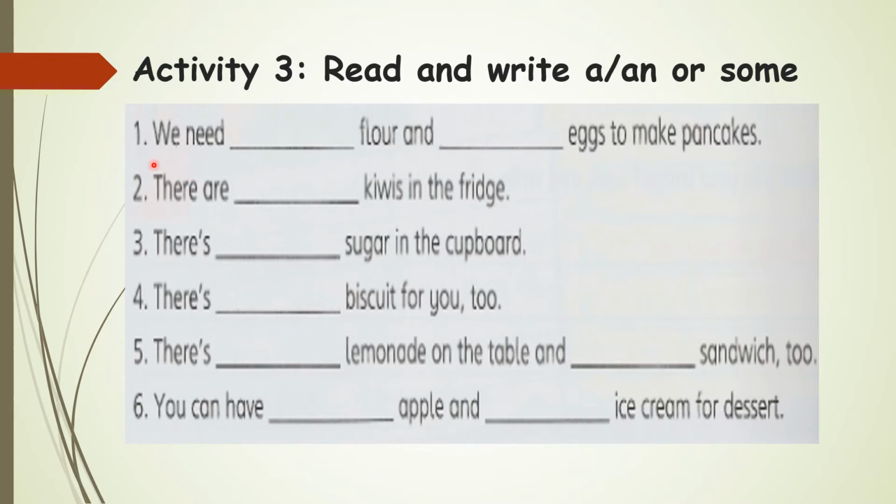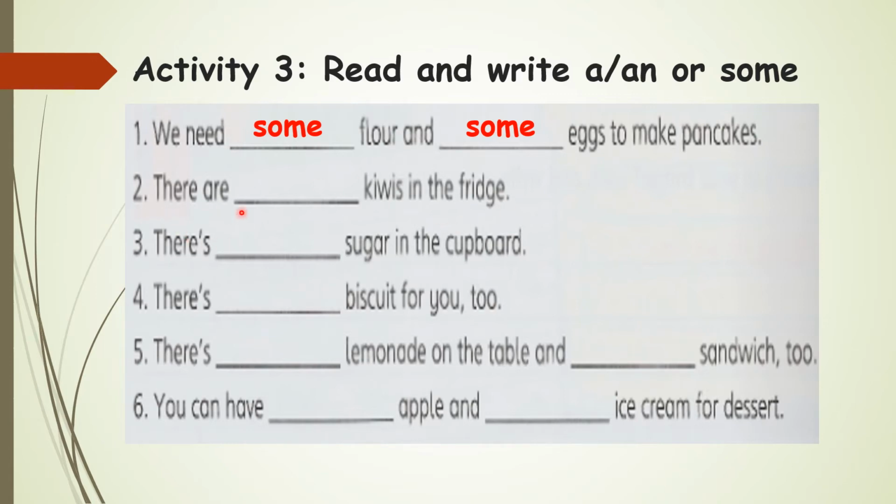Okay, let's do together. Number 1, we need flour and eggs to make pancakes. So, what is the answer? Flour, we cannot count. Okay, eggs we can count, but here more than one. Definitely we cannot use an. Although the word starts with E, but we cannot use an because eggs are more than one. So definitely the answer will be some flour and some eggs to make pancakes.